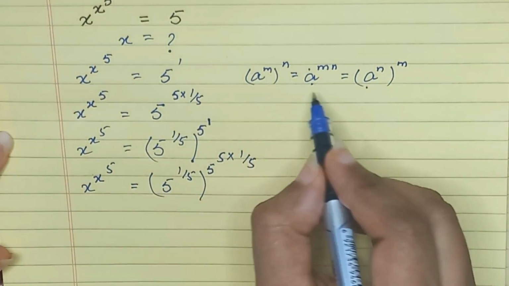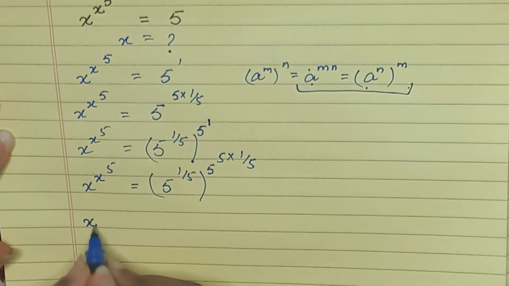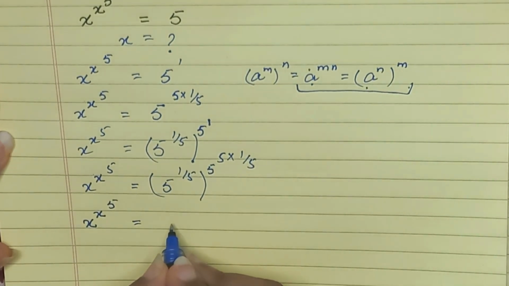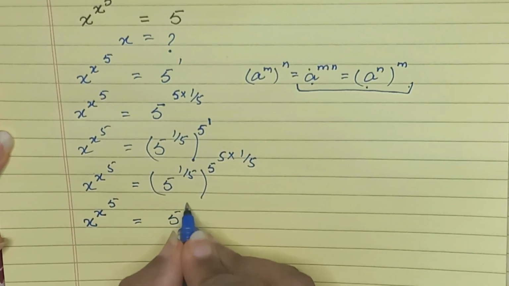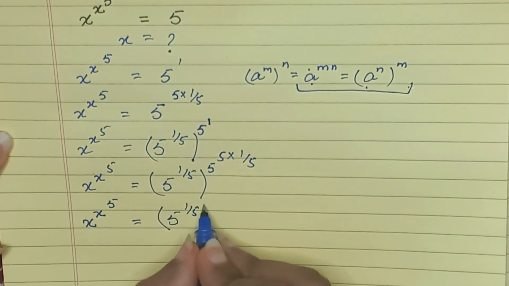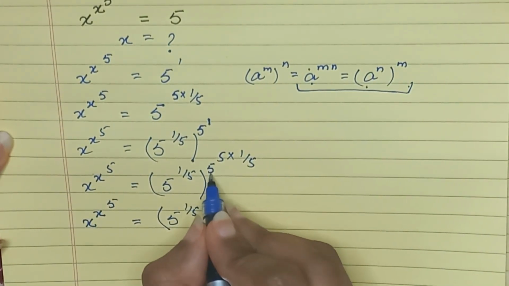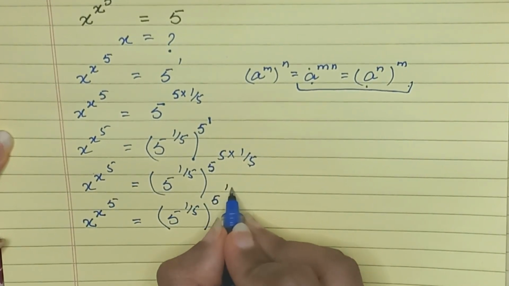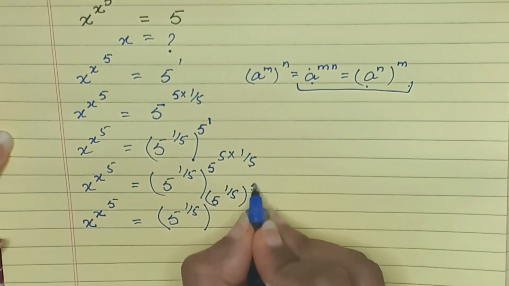Now we will again apply this exponential rule. So it will become x raised to the power 5 is equal to 5 raised to the power 1 divided by 5. And again we will write it as a raised to the power n whole power m. So it will become 5 raised to the power 1 divided by 5 and its power is 5.